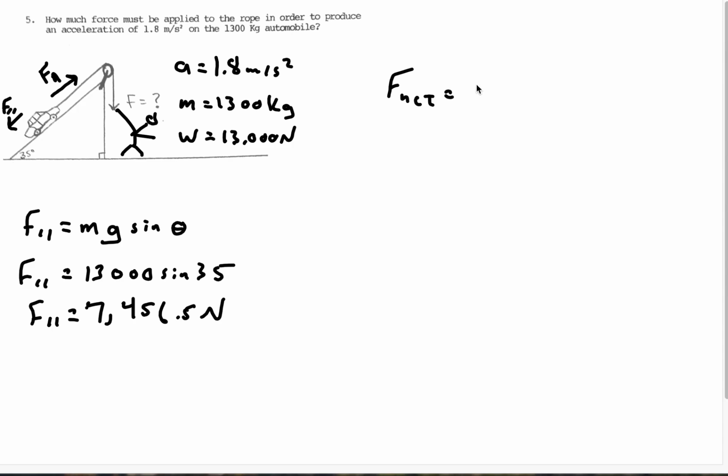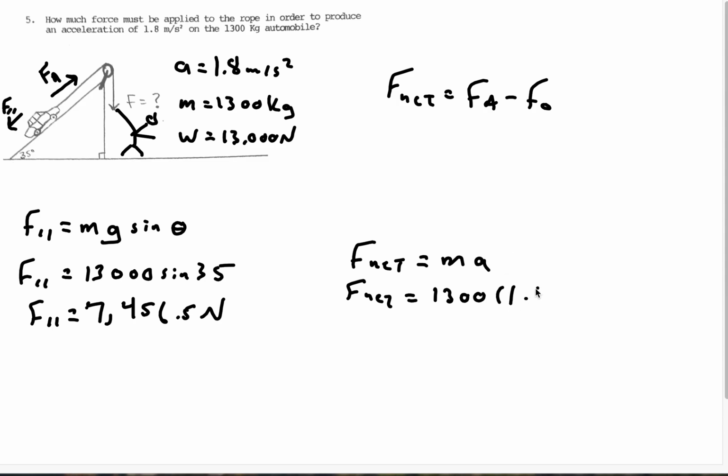So then the net force, you guys, that's going to be the applied force minus the opposing force. I actually don't know what that is yet because I have to figure out this net force first before I can plug it in this equation. And so I'll have to figure it out using mass times acceleration. I know the mass of the car, it's 1,300. The acceleration that I was given was 1.8. So 13,000 times 1.8, what would that be? Or 1,300, I'm sorry.